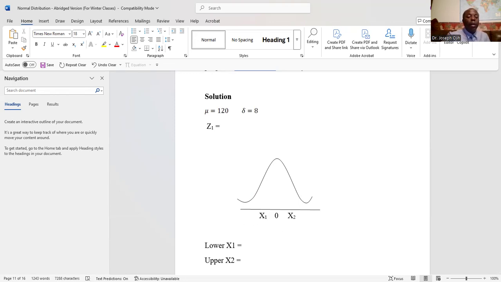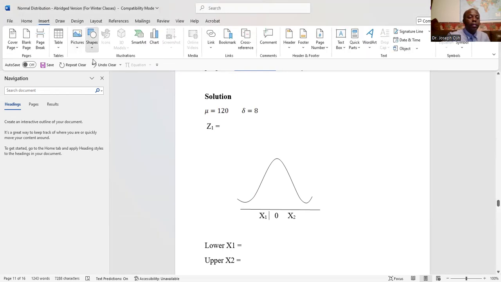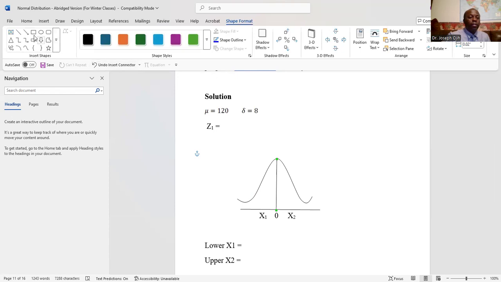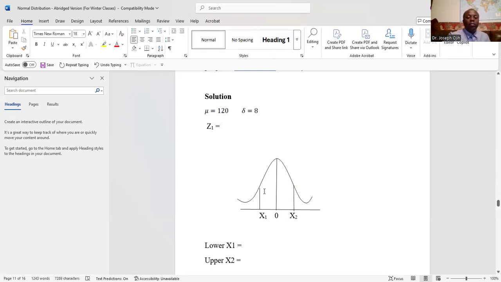Now we can add the center line right here. We are talking about the middle 60%. That means from here, X1 and X2. Middle 60 means it's 30 on both sides. So you have 30% here, and here the same 30%, which makes it 60%.